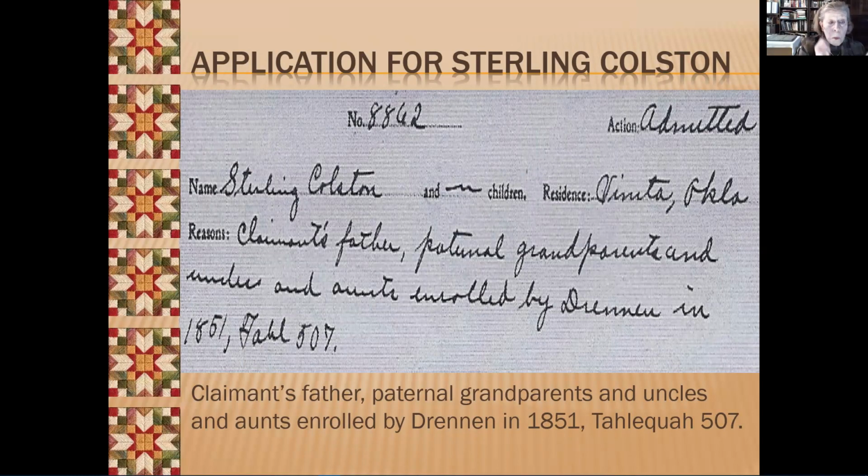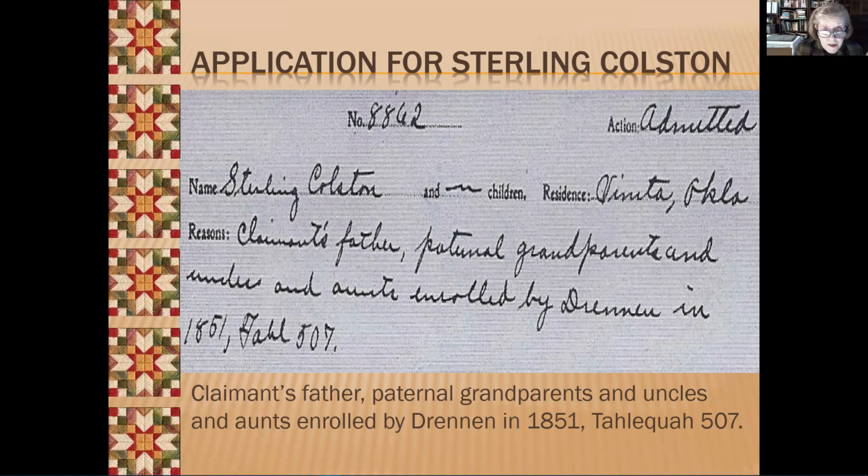Notice at the top, there's his application number, and he was admitted. And he lived in Veneta. And then all that scribbling says the claimant's father, paternal grandparents, and uncles and aunts were enrolled by Drennan in 1851. And at that point, they lived in the Tahlequah district, and their number on the Drennan roll was 507.